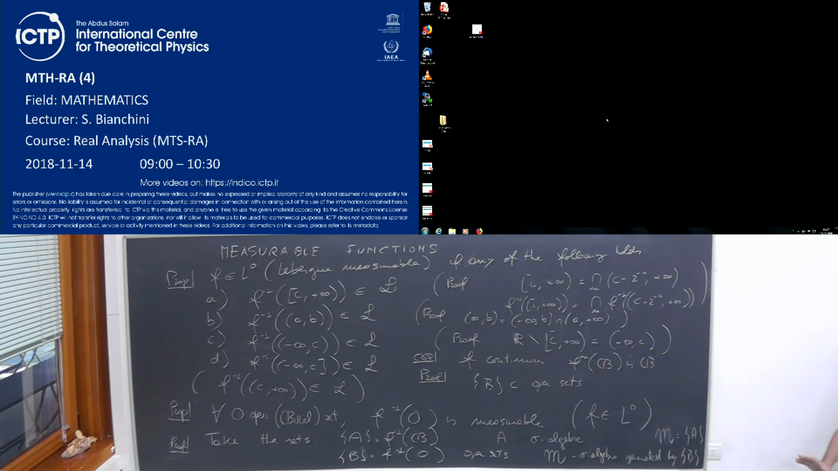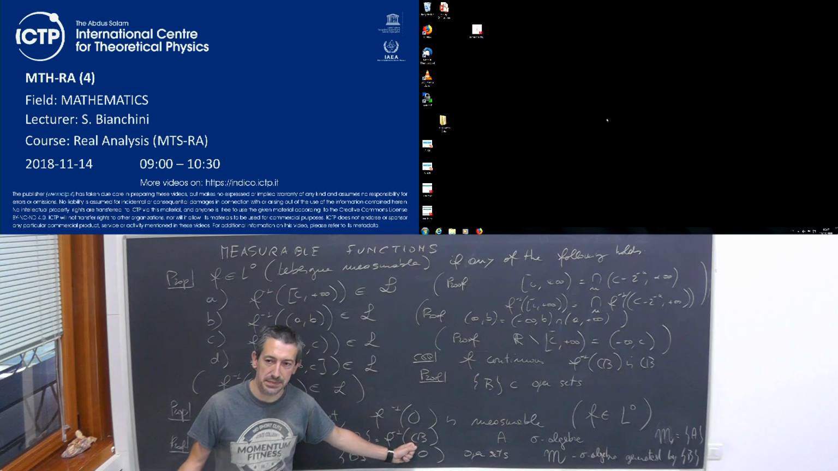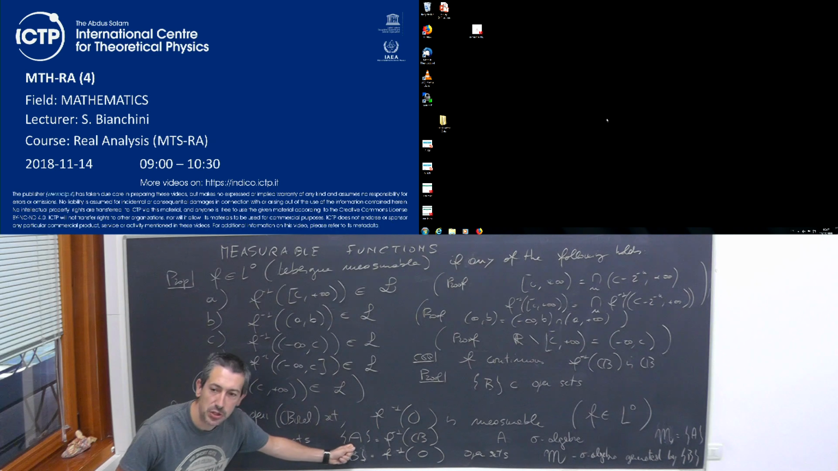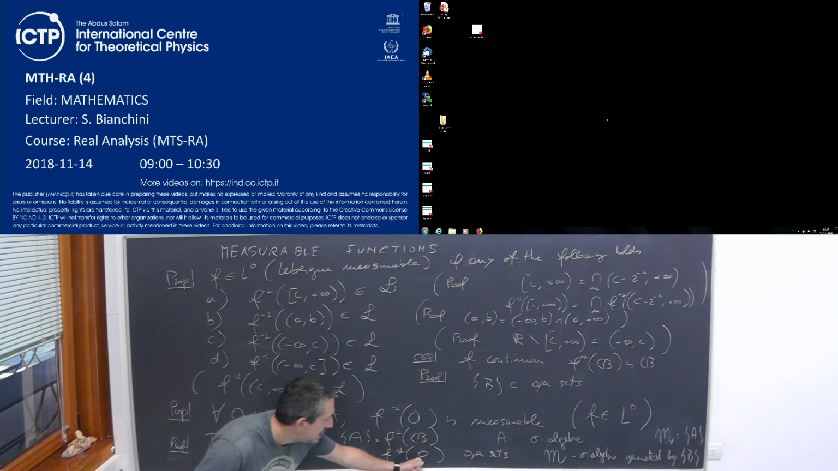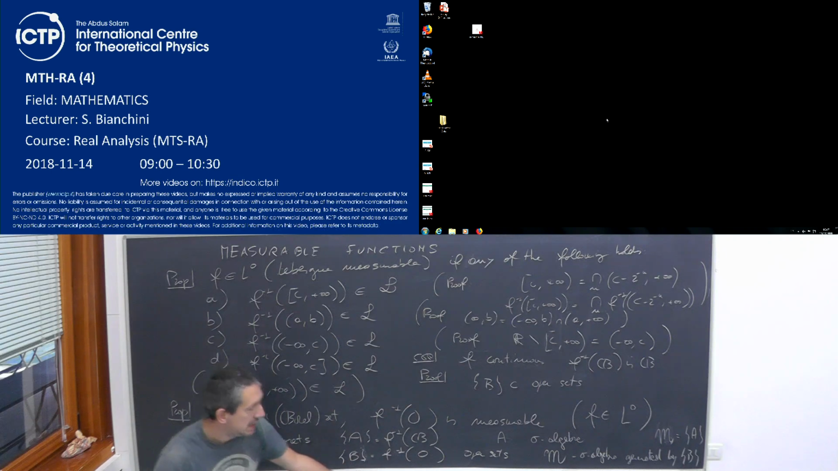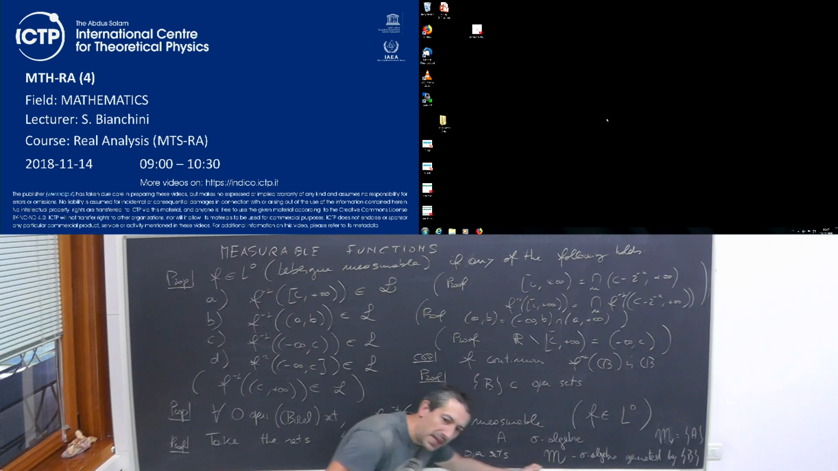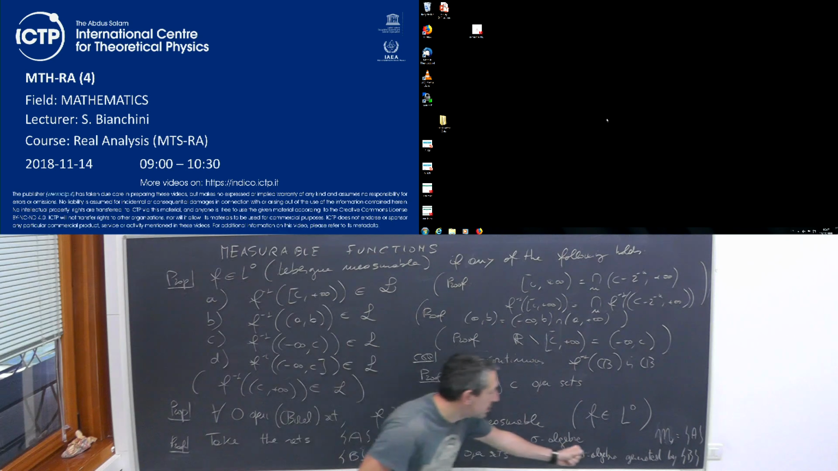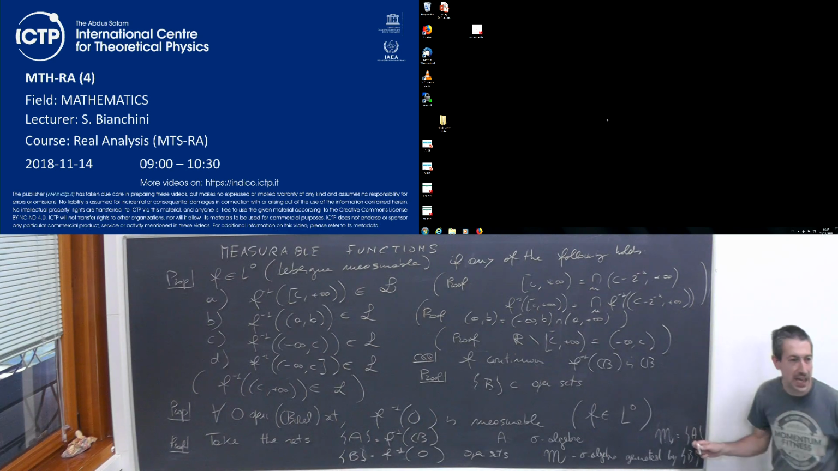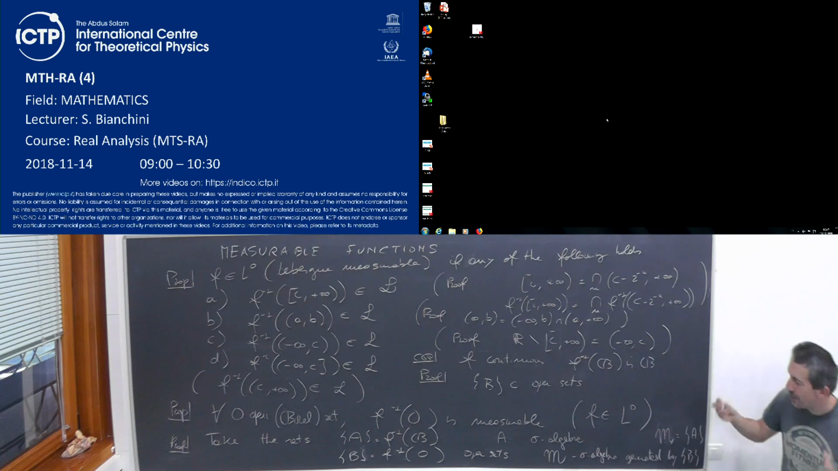General statement. This is general. Take a family which is an algebra or a sigma algebra. Take the counter image. Take the generator of the algebra. Take the counter image. Take the algebra generated by the counter images. It's equal to the counter image of the algebra. So, or I can do the following.